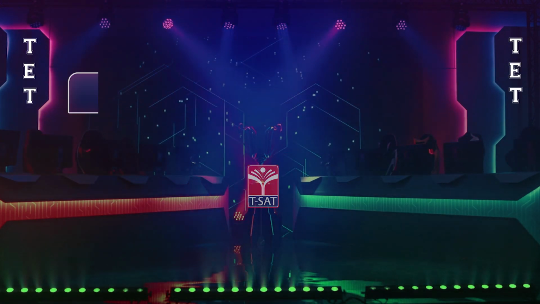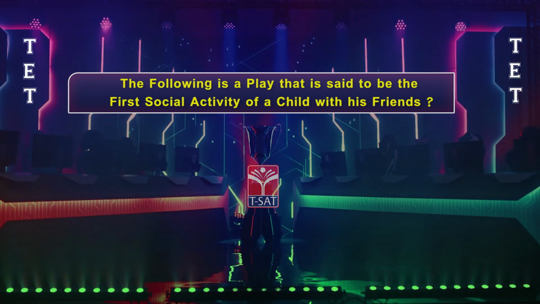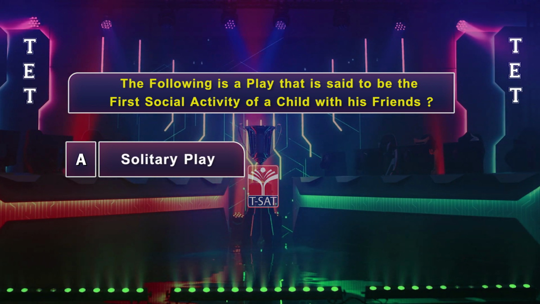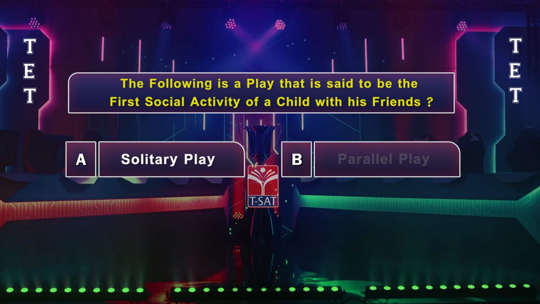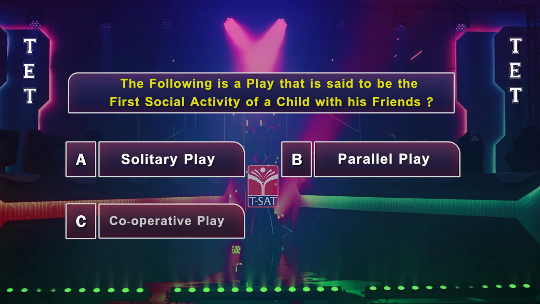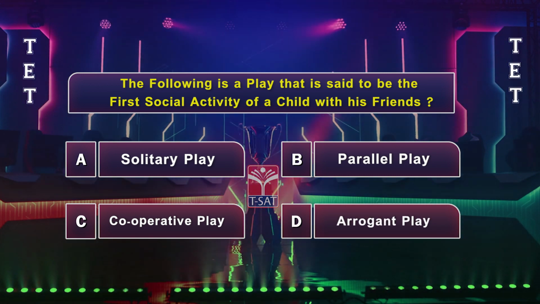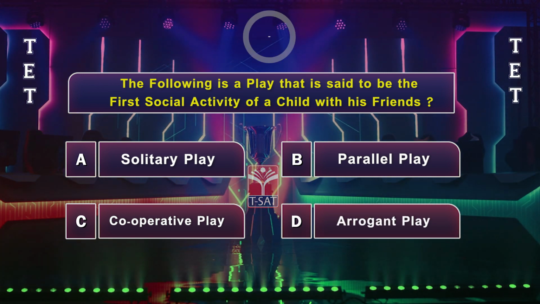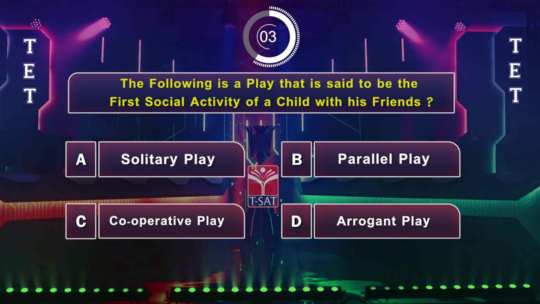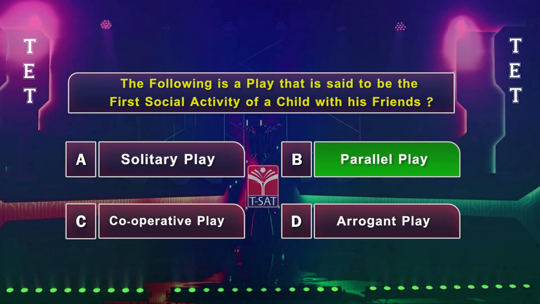Second question. The following is a play that is said to be the first social activity of a child with his friends. Option A, solitary play. Option B, parallel play. Option C, cooperative play. Option D, arrogant play. Your time starts now. The correct answer is option B, parallel play.